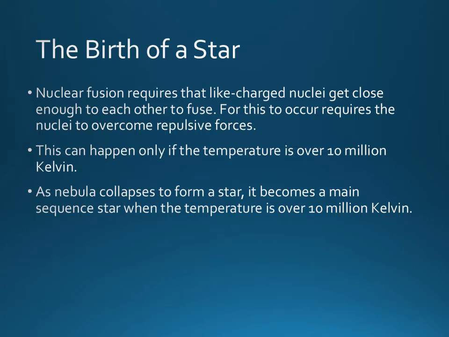Hans Bethe was able to explain the birth of stars. Nuclear fusion occurs when two or more like-charged nuclei are forced together and combined to create a heavier and different nucleus. In the process, a great deal of energy is released. If the temperature of a gas is over 10 million Kelvin, the nuclei are moving fast enough to overcome the repulsive forces. A star becomes a main sequence star when its core temperature exceeds 10 million Kelvin.